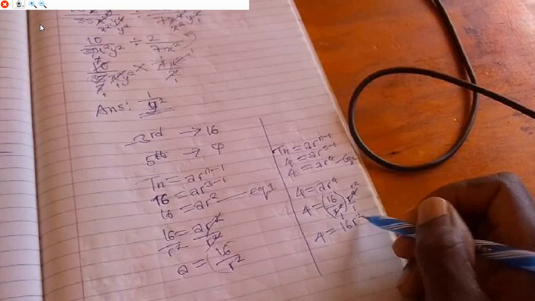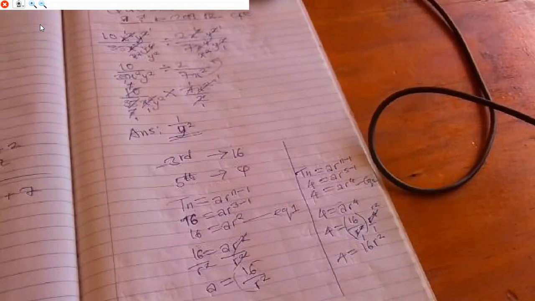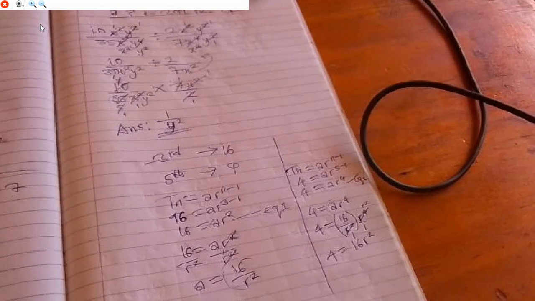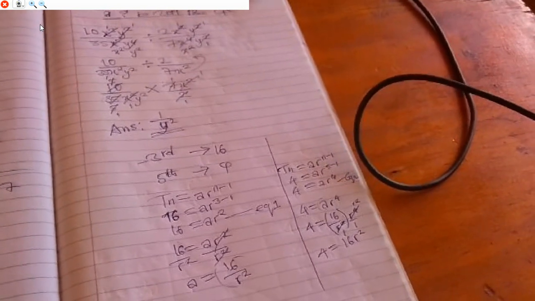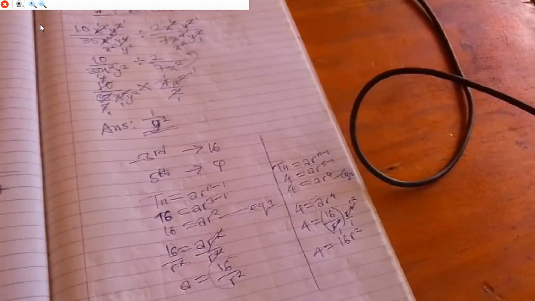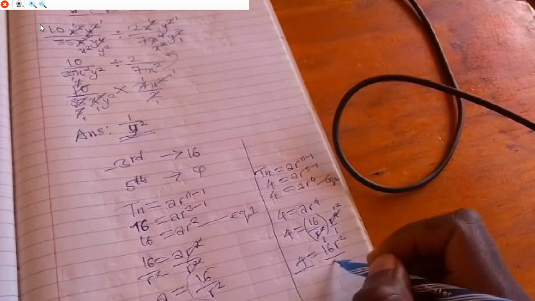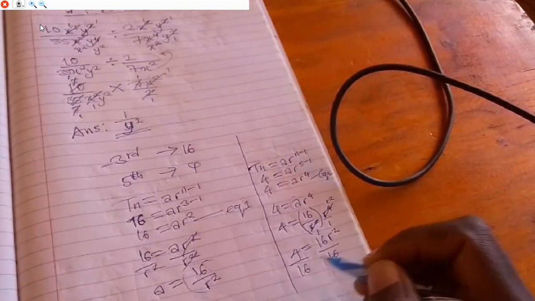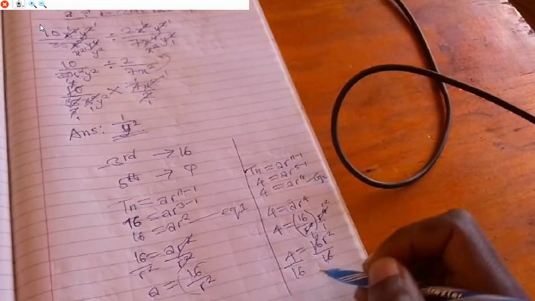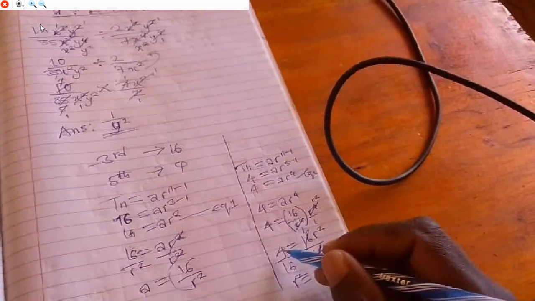Yeah, that's what we have. 4 is equal to 16R squared. So if we have 16R squared, we want to make R the subject of the formula. Divide both sides by 16. So R squared is equal to 4 into 16. We are going to have 1 over 4.